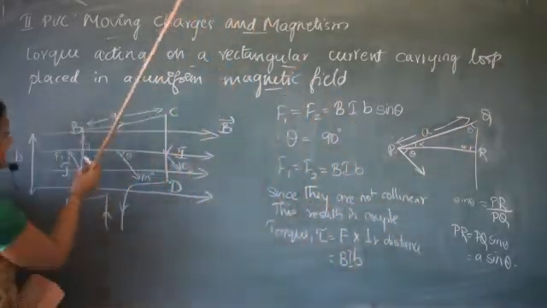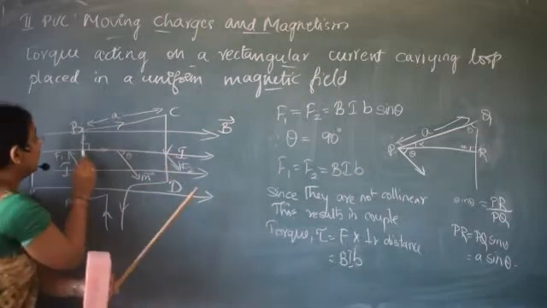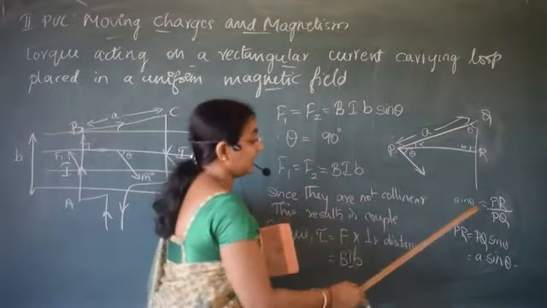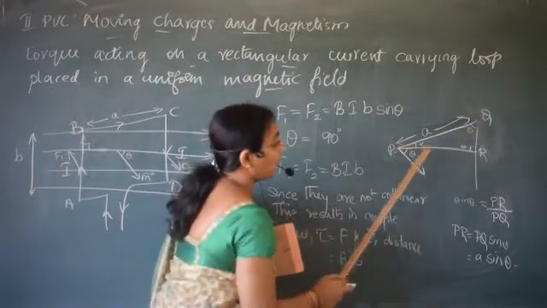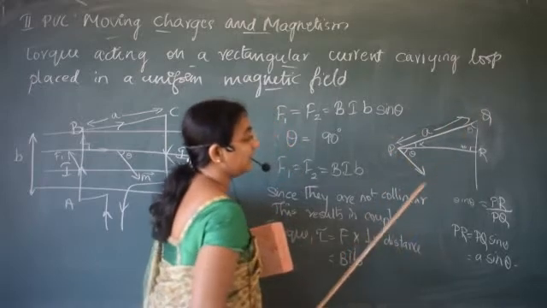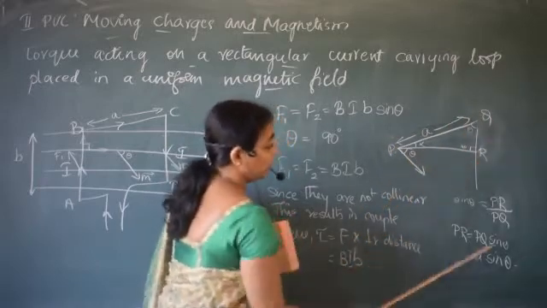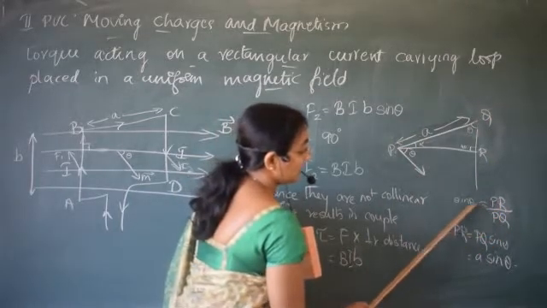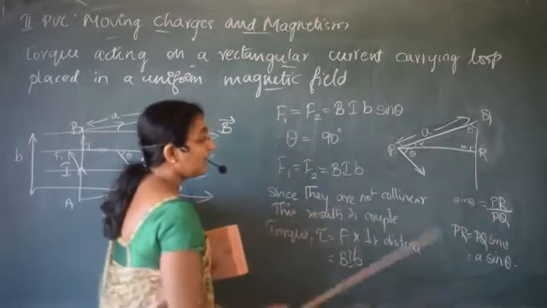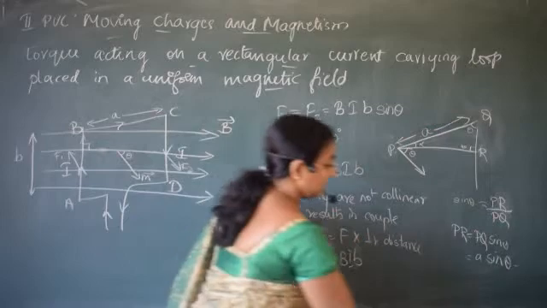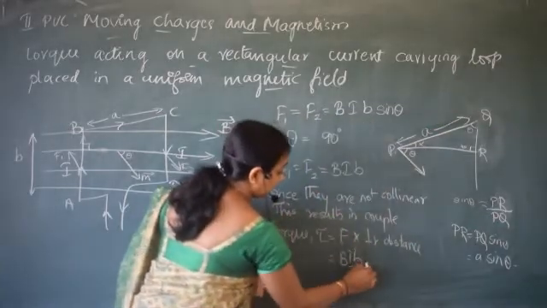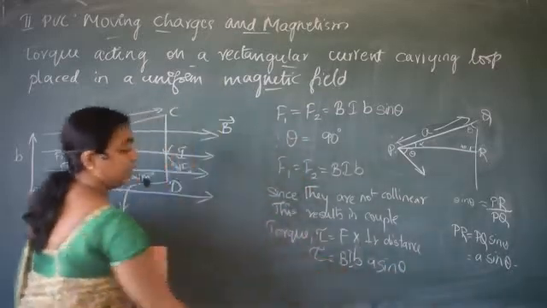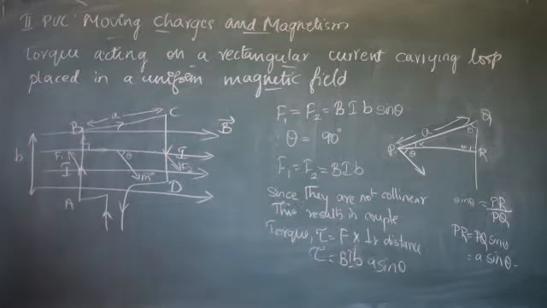We want this distance, the perpendicular distance, that is this one. From here to here, this distance we want, that is our PR. To calculate this distance, I can write sine theta is equal to opposite by hypotenuse, that is PR by PQ. Sin theta is equal to PR by PQ. We want to calculate PR. Therefore, sin theta into PQ is equal to PR. PQ I can write as A sin theta. So therefore, I'll write here the perpendicular distance as A sin theta. Tau is equal to B I A sin theta.